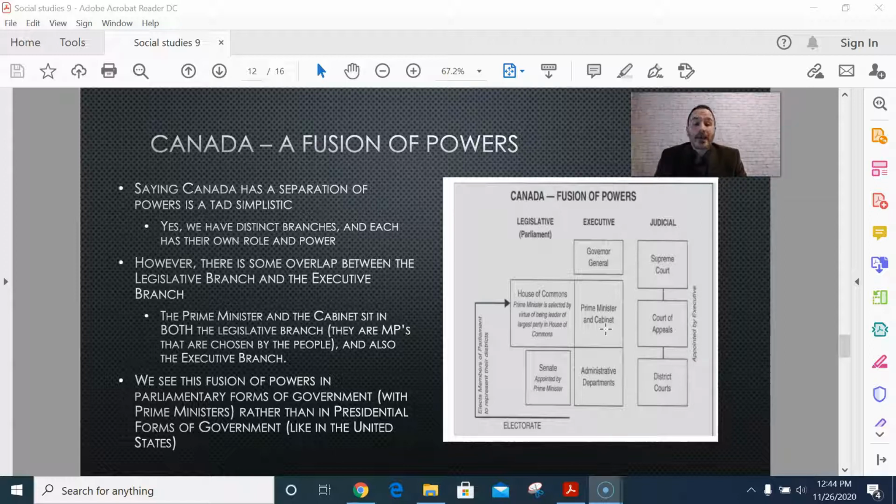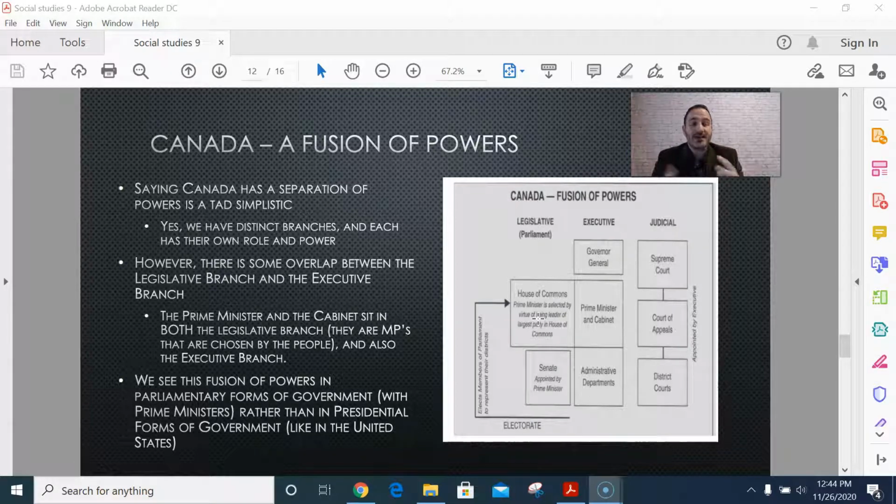Now, how do you become a cabinet minister? Well, the Prime Minister chooses them, right? Based on your qualifications, perhaps your personal connection, your education, your previous experience in another job, you might get appointed as a cabinet minister. These guys propose bills, but they also sit in the House of Commons and vote on those bills. So there's a fusion between the executive branch and the legislative branch.